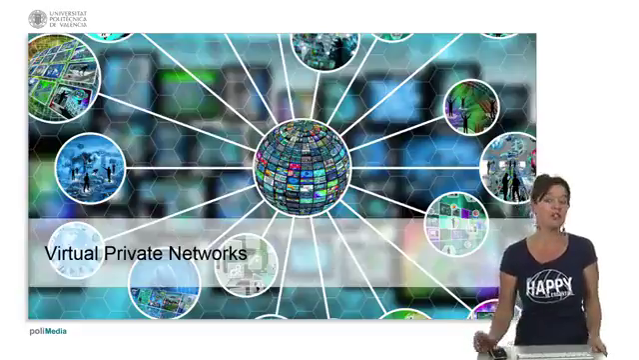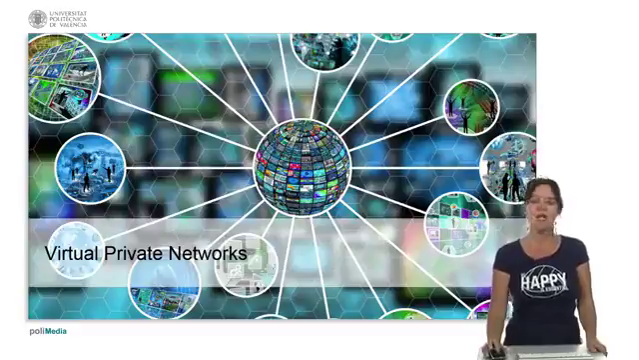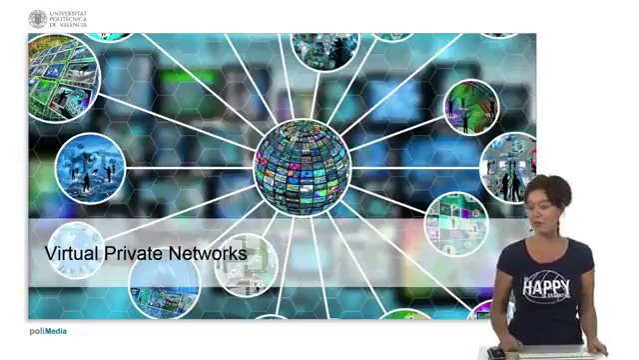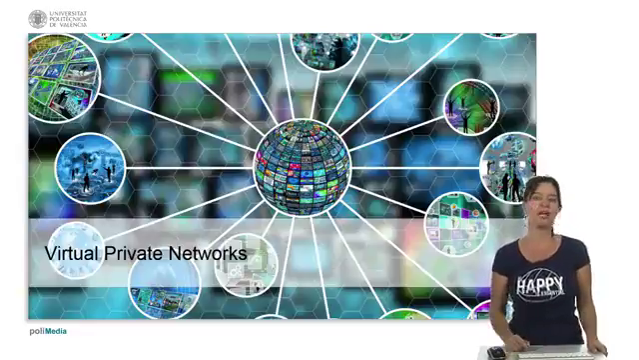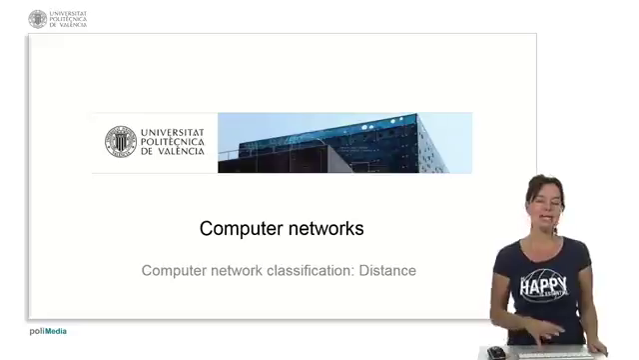So you can find a lot of cheap VPN services offered on the internet for this purpose. And in modern operating systems such as Windows and Mac nowadays, it's very easy to create remote access to a virtual private network using the network control panel. So that's a basic computer network classification based on the distance that the network covers.